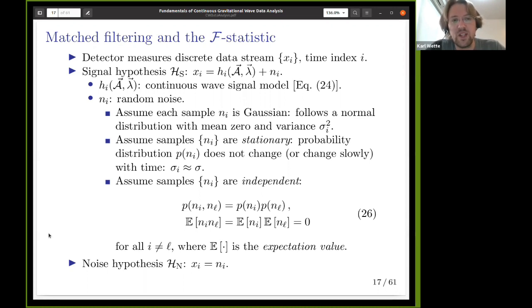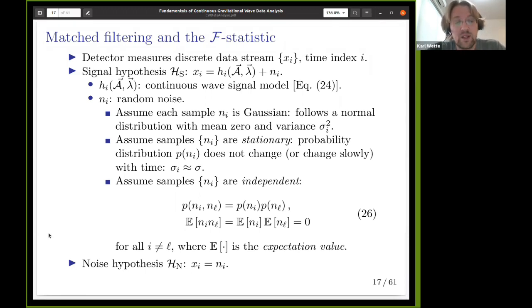The first one is our signal hypothesis, where we see our data x_i is composed of some function h_i, where i here is a time index, plus some noise samples n_i. So h_i is our signal model that we've just seen, equation 24. And n_i is some random noise that is part of the data stream. We'll make some assumptions about the noise. First of all, assume that each sample n_i is Gaussian, so that it follows a normal distribution with mean 0 and some variance sigma_i squared.